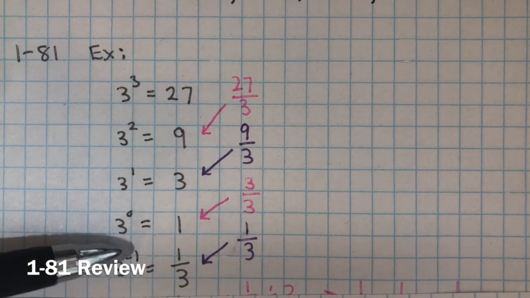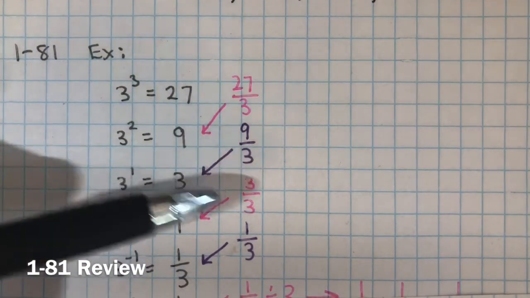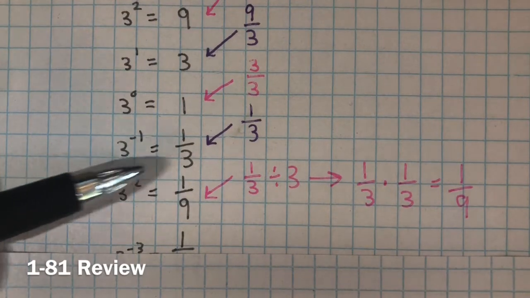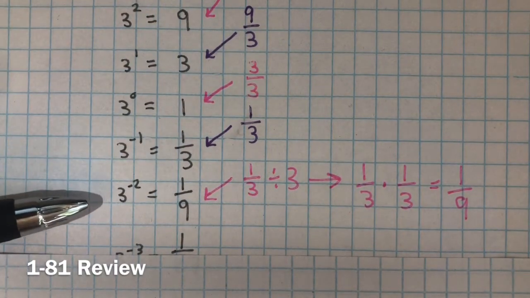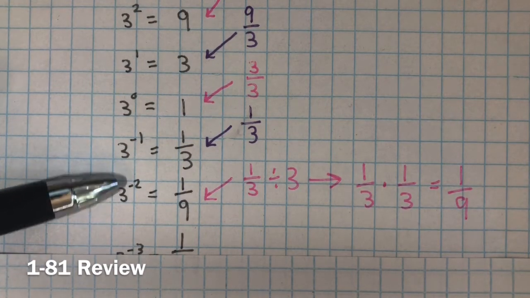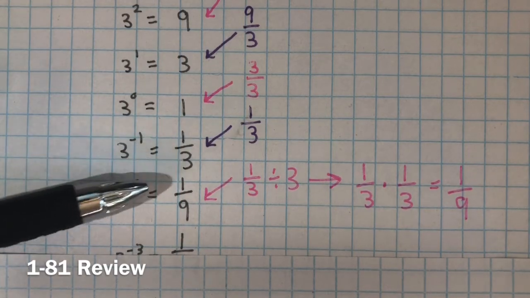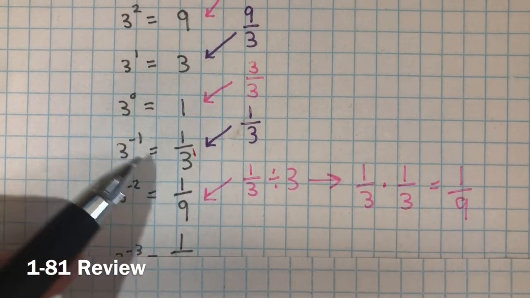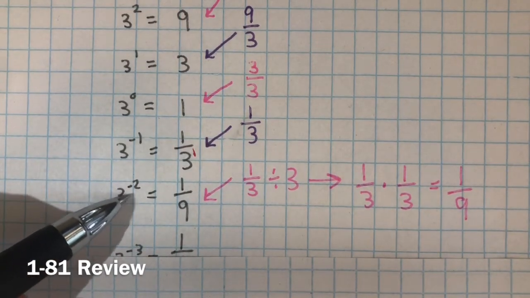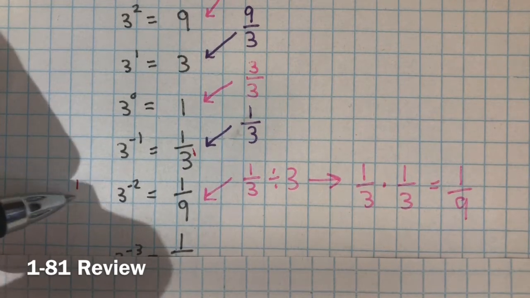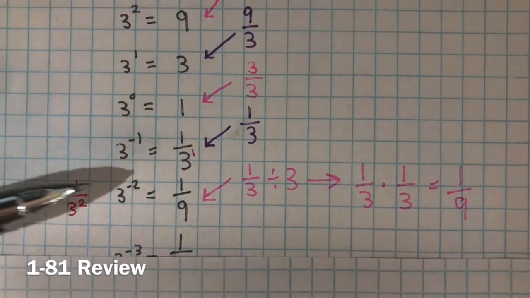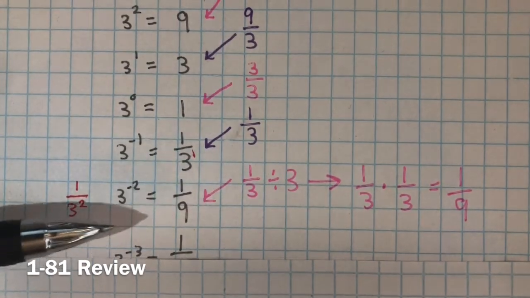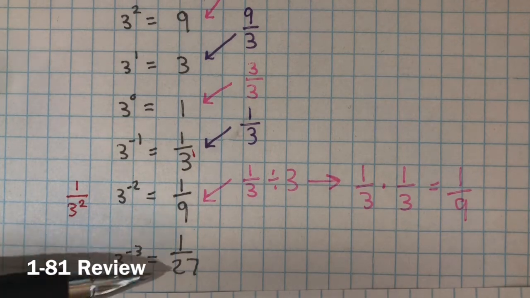Well, 3 to the negative first is equal to 1/3. Because we keep dividing, we follow that pattern, 1 divided by 3 is 1/3. And if we keep following that pattern, 1/3 divided by 3 would give us 1/9, which is 3 to the negative second. So if you have a negative exponent, bring it down to the denominator, and it'll become positive, but you have to understand why. 3 to the negative second equals 1/9. Bring that negative exponent term down to the denominator, and it'll make it positive. And you can see why it does that. And we continue, 3 to the negative third is 1/27.